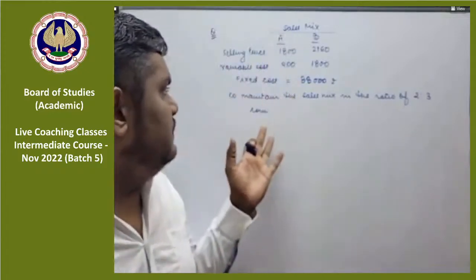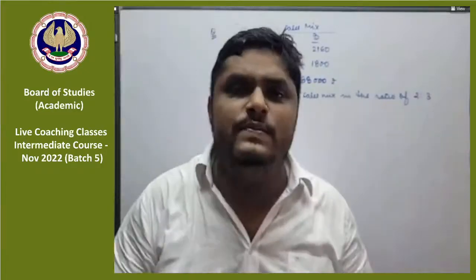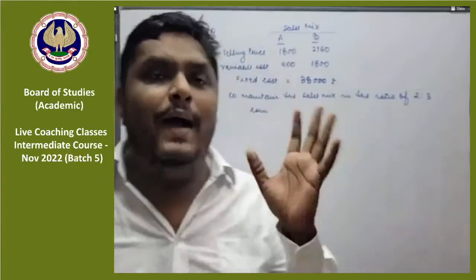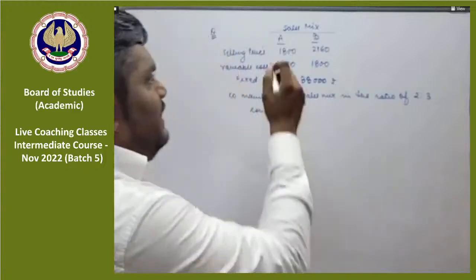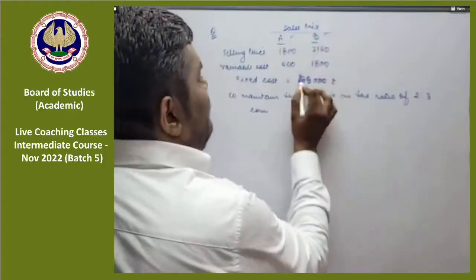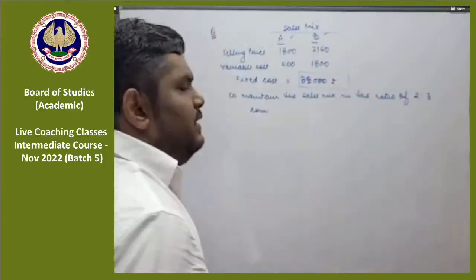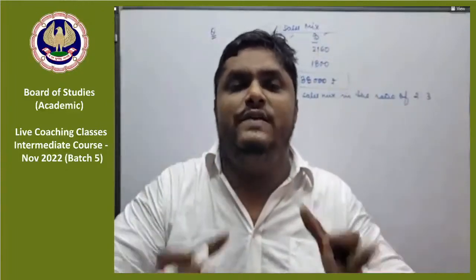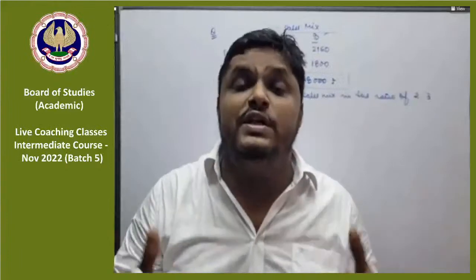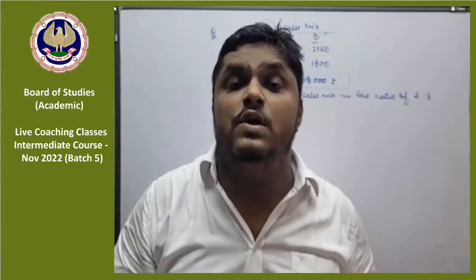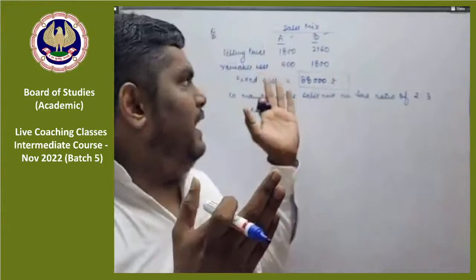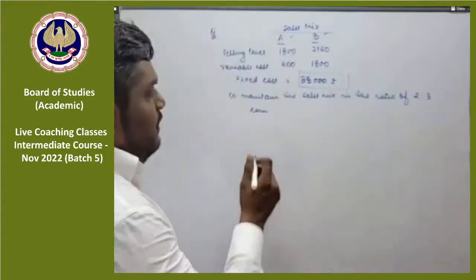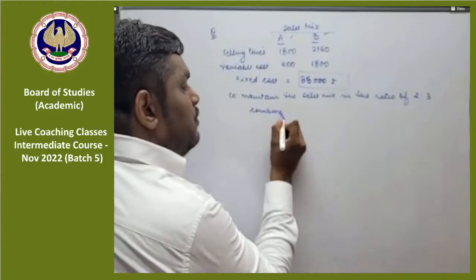So guys, the company maintains the sales mix in the ratio of 2:3. So now the question is how to calculate break-even sales, because there are two products. However, as far as fixed cost is concerned, it is given as a whole for the company. Only one fixed cost is given for both the products. Now the question is how to calculate break-even sales of the company as a whole and of individual product A and B. So let's first calculate the combined PV ratio.